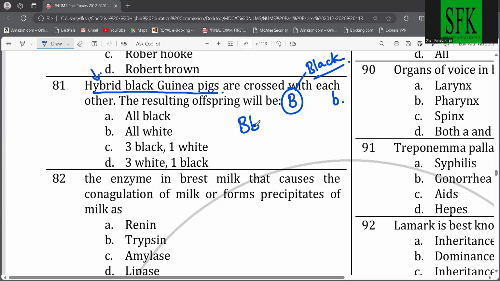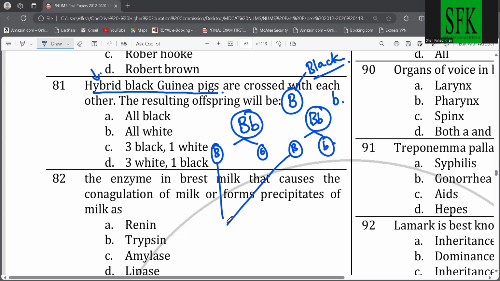Hybrid means different alleles, so one dominant and one recessive are present. A dominant and a recessive are being crossed against a dominant and a recessive. Now they are going to have different types of gametes, okay? A capital B and a small b, and a capital B and a small b, and then that would mean you will have capital B joining together to give a black guinea pig.